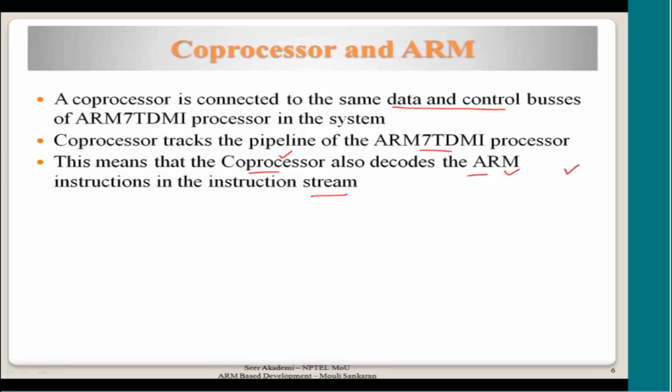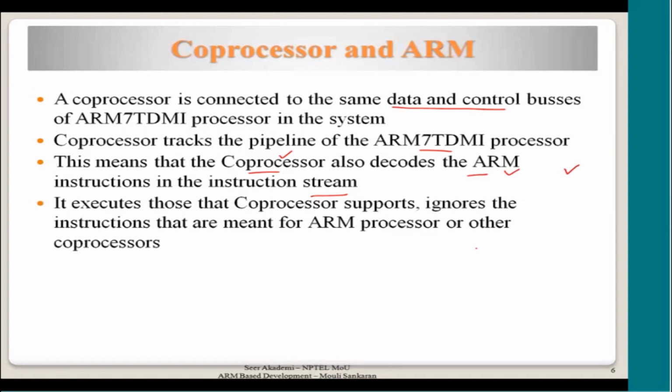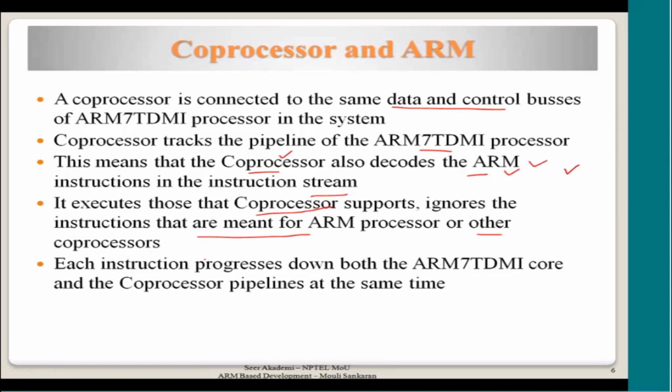See, the coprocessor is one entity there. There may be another set of a few coprocessors in the system. But a particular coprocessor will look only for its own instructions. And then you may wonder how it knows which instruction belongs to itself. I will tell you that. There will be a coprocessor ID which will indicate to the coprocessor that the instruction belongs to it. So it executes those that it supports, and ignores the instructions that are meant for the ARM processor or other coprocessors. It will just ignore them and carry on with the pipelining, similar to what ARM does.